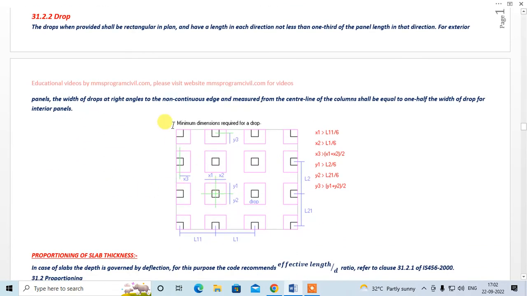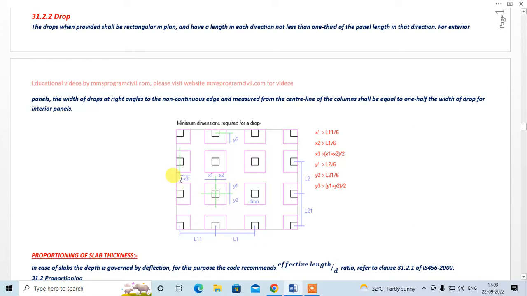So this is the minimum dimension required for the drop. For an interior drop, this should be x1 plus x2. This is L11, this is L1. So x1 should be greater than L11 by 6, and x2 should be greater than L1 by 6, right? So this is how you get this length, and this should be greater than y1 plus y2. Y1, this is L2, this is L2 1. So y1 should be greater than L2 by 6, and y2 should be greater than L2 1 by 6. Okay, so this is how you get the minimum dimension of the drop, right?